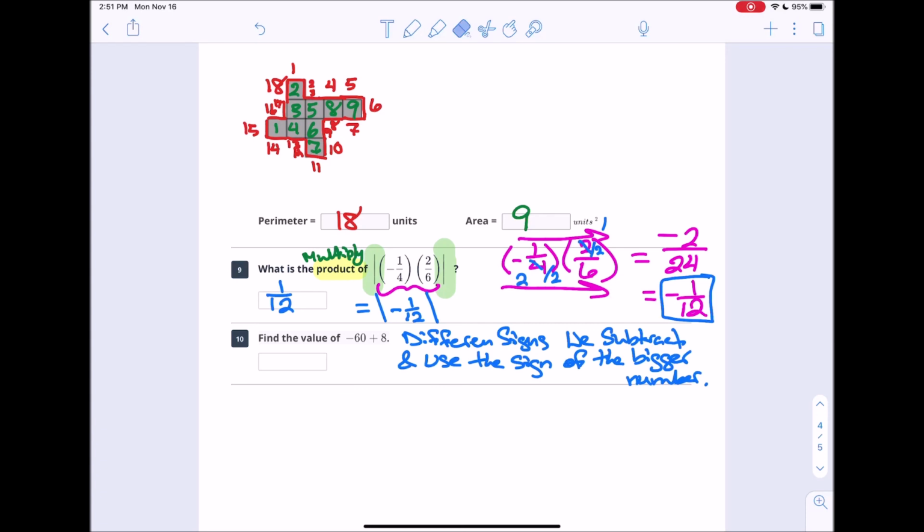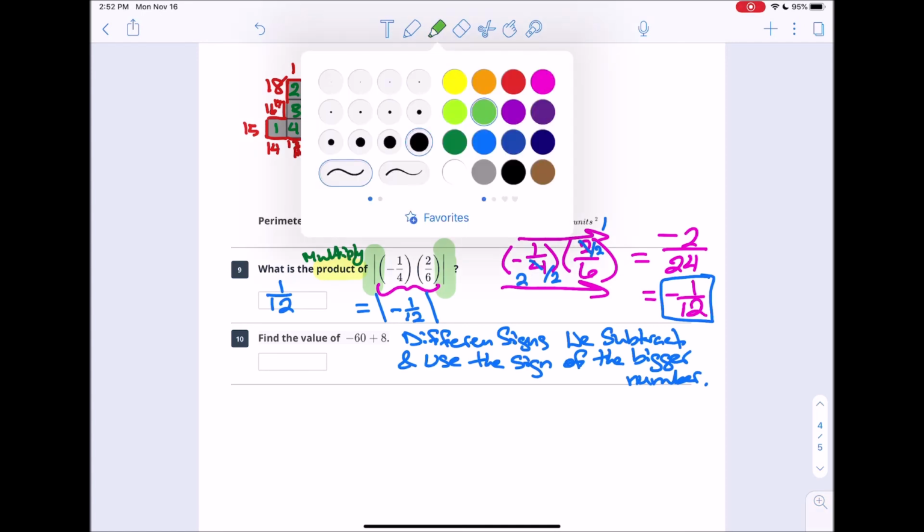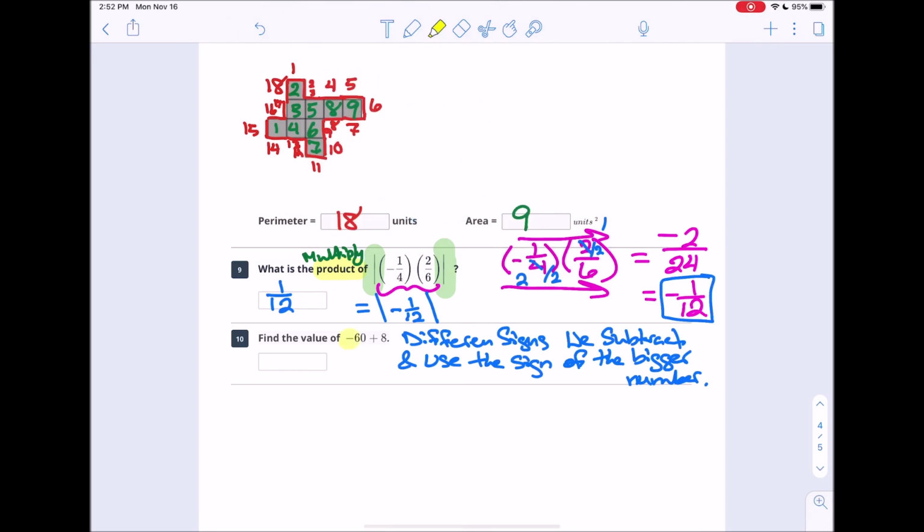So you do have to remember those rules because you're not sure what you're going to get on the test, okay? It might be both the same sign or they might both have different signs. So you need to know the rules. These are different signs because that 60 is negative, but that 8 is positive. So we are going to subtract.